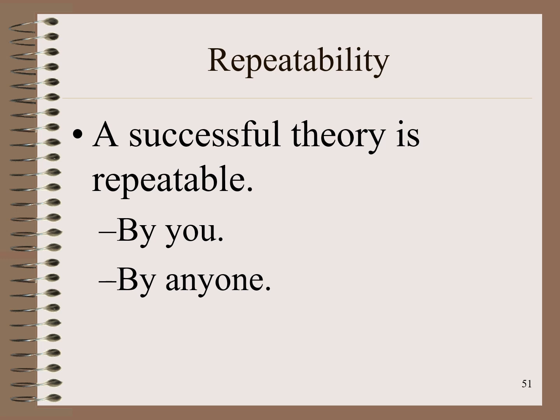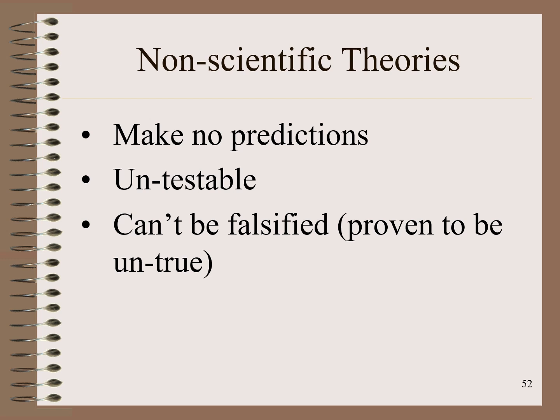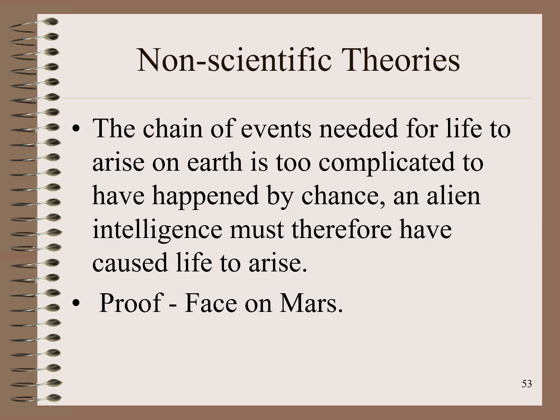Remember, when it comes to a theory, to be successful, the conclusion it represents must be repeatable. It must be derived using existing scientific laws as a basis, and the conclusion must be agreed upon by you or anyone. Non-scientific theories can be easily identified as they make no predictions, are untestable, and can't be falsified, which means they cannot be proven to be untrue. A good example of a non-scientific theory is the face on Mars theory.